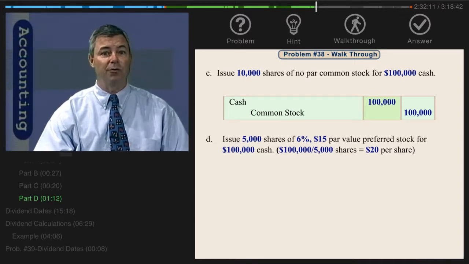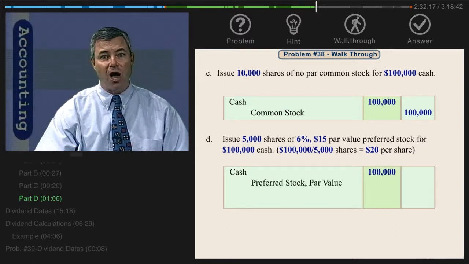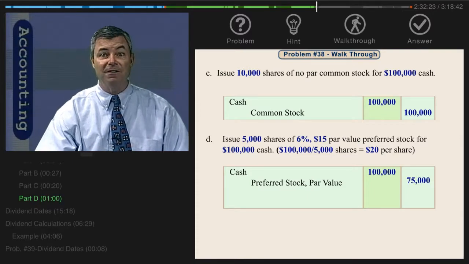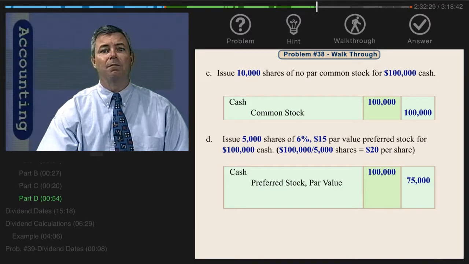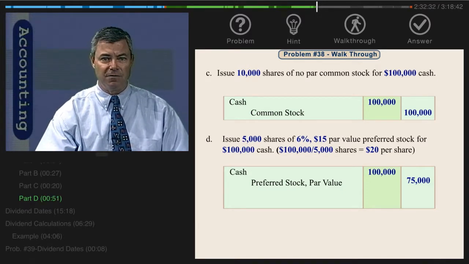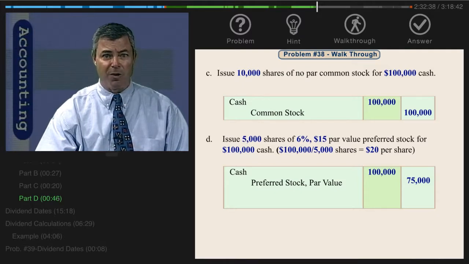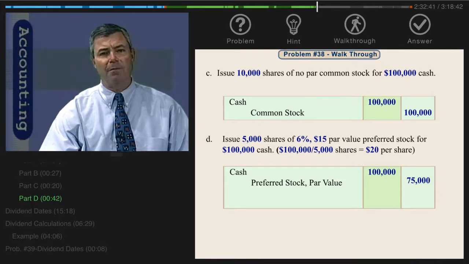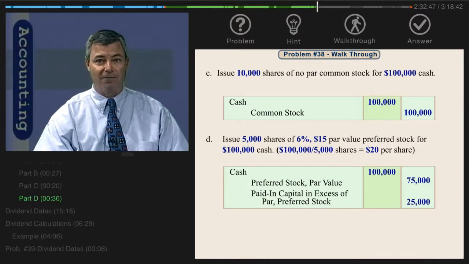In this particular case, if you're going to record the transaction, you're going to debit cash for $100,000 and credit preferred stock distinguishing its par value. $15 a share times 5,000 shares is $75,000. This par value is significant relative to preferred stock because it also serves as a basis for calculating a dividend preference, which we'll do in a moment. In this case, there was also contributed capital in excess of par value for the preferred stock, and we'll do that by crediting paid-in capital or contributed capital in excess of par value on the preferred stock for $25,000.